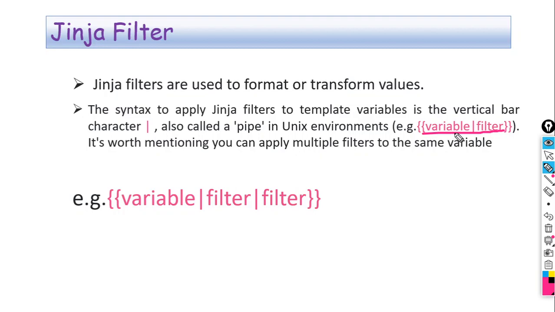Variable means what? The variable name on which we are going to apply that filter. That variable name you should write here at the left hand side. And filter means what type of filter you are going to apply on that particular variable, you should write it to the right hand side. So this is the syntax. So look here, example: pair of curly bracket, then variable, then filter.